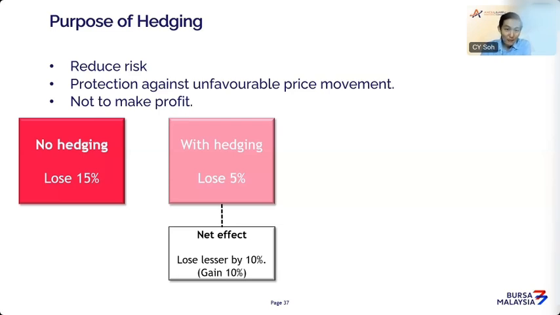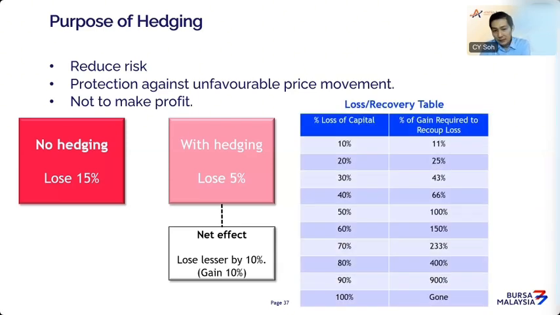Now, if you are still not quite convinced why reducing losses is a good risk management strategy, you can look at this loss recovery table. I believe some of you might be quite familiar with it. On the left-hand side is how much you lose on your capital, let's say 10%. You need to make 11% in gain to break even. If we move down, if you lose 30% in your portfolio, you need to make 43% in order to recover all of your previous losses.